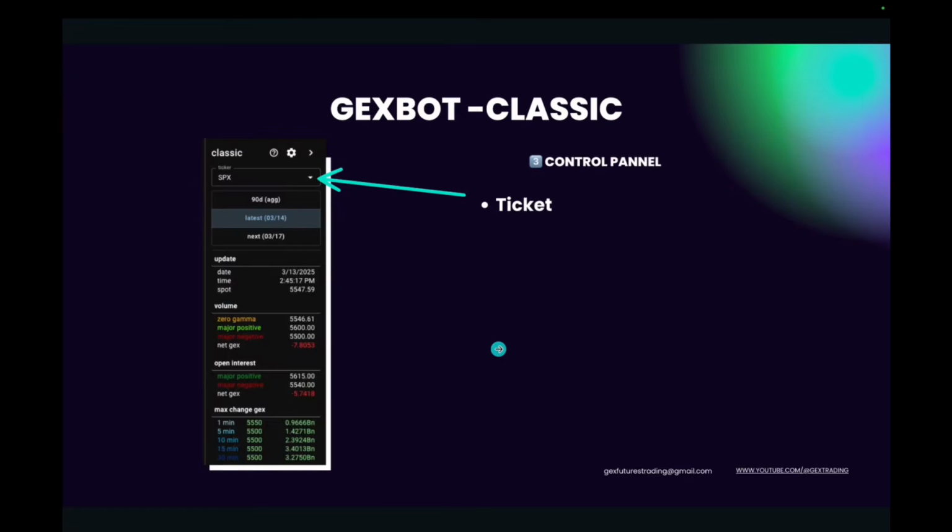As we can see. Now, let's see what's in the control panel of Gexbot Classic. So we can select the ticker, SPX or whatever. I do recommend, if you're trading ES, you need to follow SPX, or these guys already have it. You can convert ES into SPX. So you can select a bunch of options. Even myself, I trade Nasdaq futures and QQQ, I have my levels in SPX.